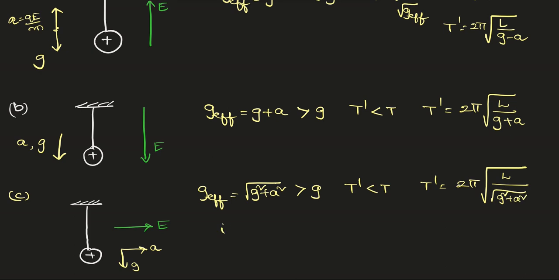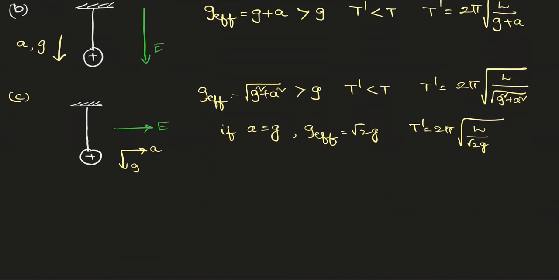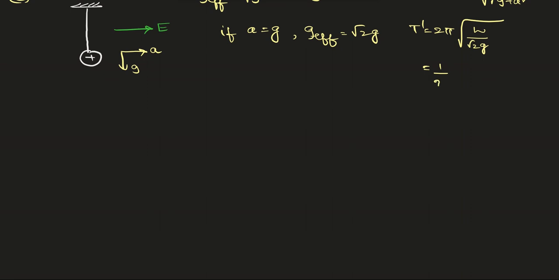Here they may ask you some questions like this. If a is equal to g, then g effective will be equal to root 2 g. Then T dash will be equal to 2 pi square root of L by root 2 g, or else I can write this equation as 1 by 2 power of 1 by 4 into T. So time period decreases by this much factor. They may ask you this kind of questions also. If acceleration of that system horizontal is equal to acceleration due to gravity.